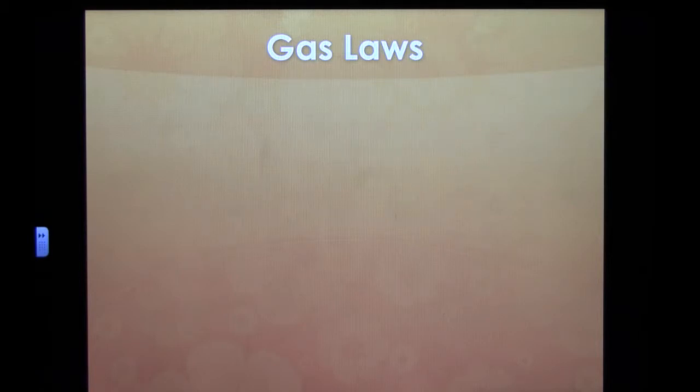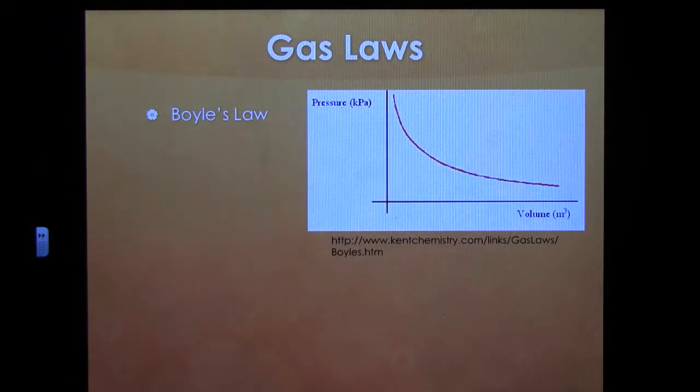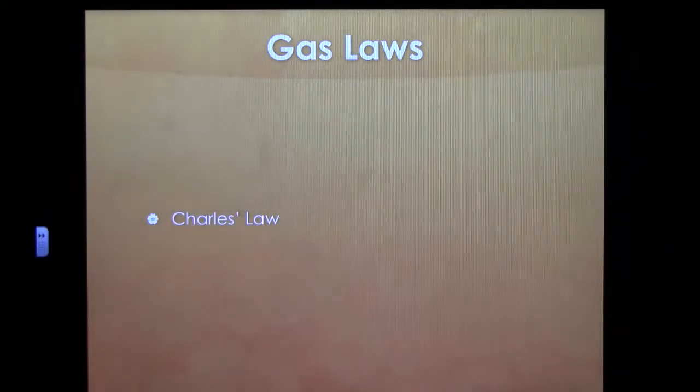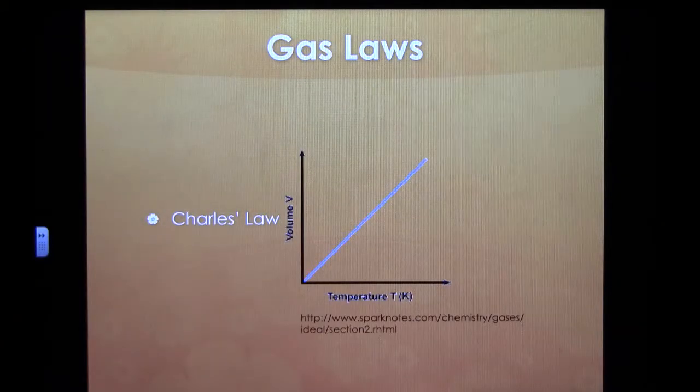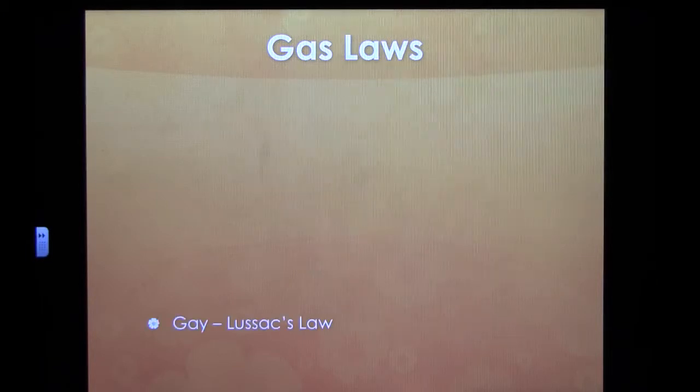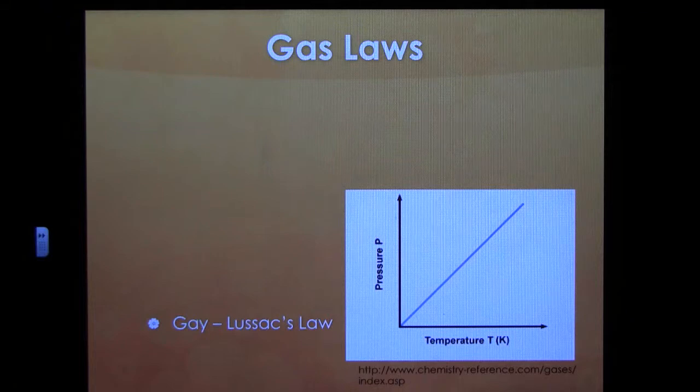Several experiments have shown relationships between each of these quantities. Boyle's law indicates that the volume of a gas is inversely proportional to its pressure when the temperature is held constant. Charles' law shows that the volume of a gas is directly proportional to its absolute temperature when the pressure is held constant. Finally, Gay-Lussac's law indicates that at constant volume, the absolute pressure of a gas is directly proportional to the absolute temperature.